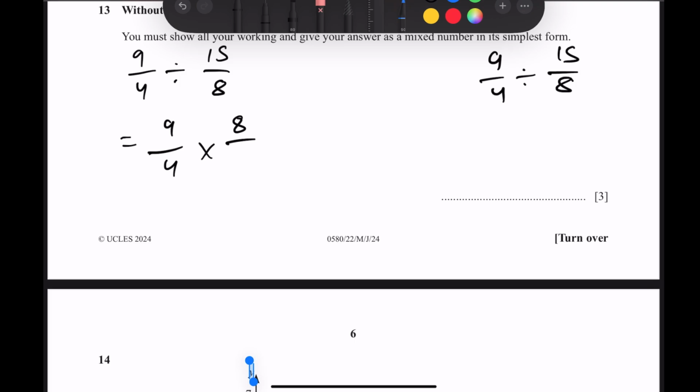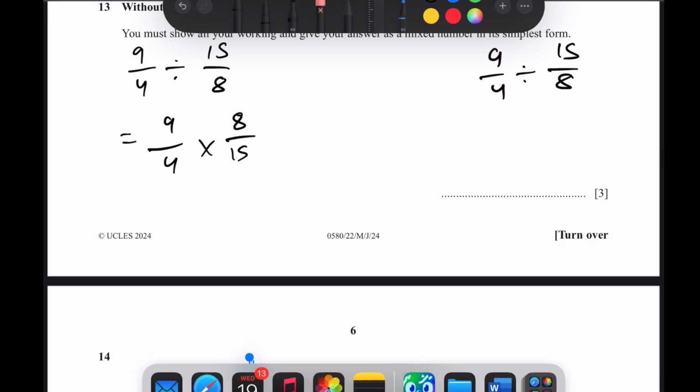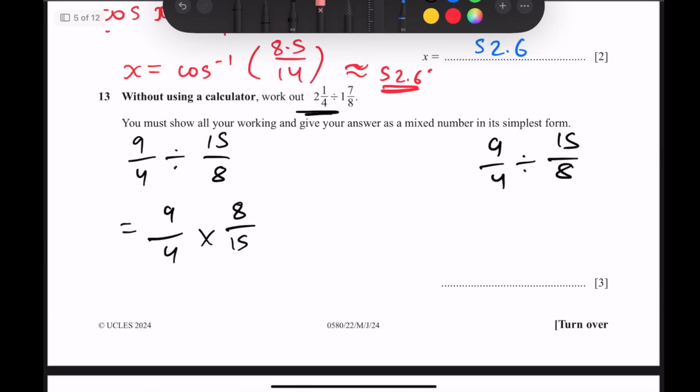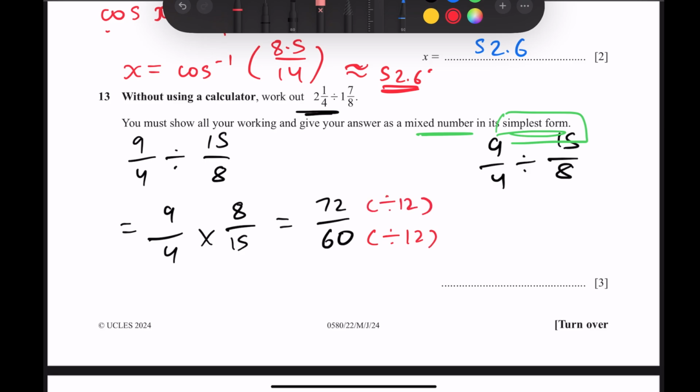times 8 by 15. Sorry, question 14. Not so sure, but I'll just hide that for now. That's equal to 72 divided by 60. Now the question asks for the simplest form mixed number. So let's first make it simplest form before converting it back to a mixed number. 72 divided by 60, if we divide both by the highest common factor, which in this case would be 12, this would produce the number 6 by 5.